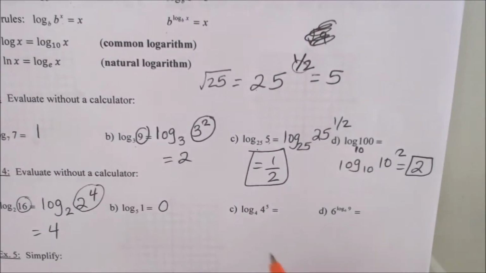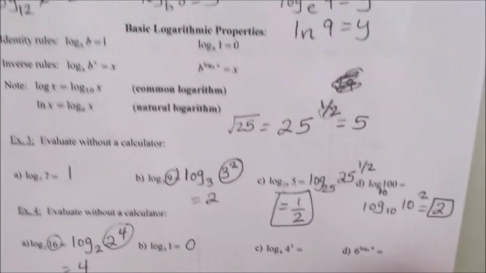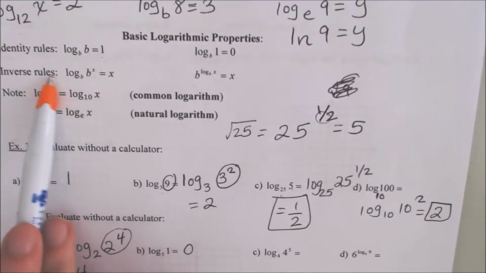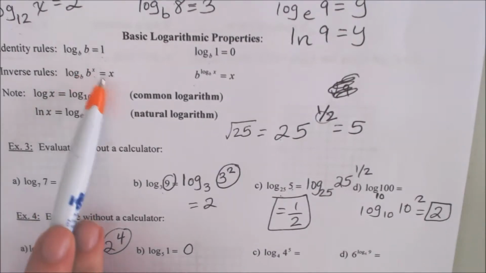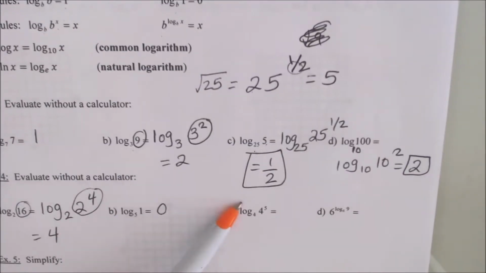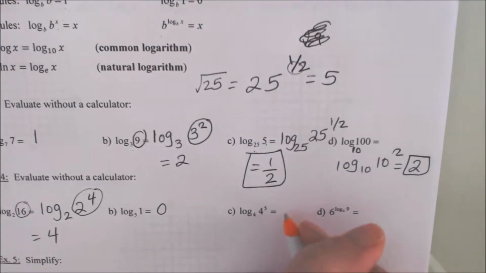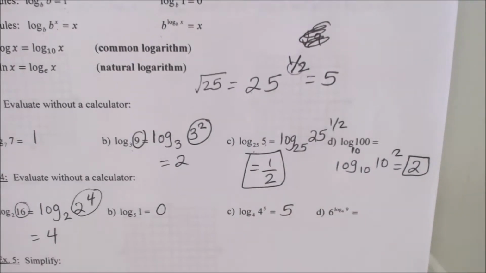Letter C, we've got log base 4 of 4 to the 5th power. So that's a direct application of this inverse rule. Log base b of b to the x equals x. So log base 4 of 4 to the 5th just leaves me with 5.